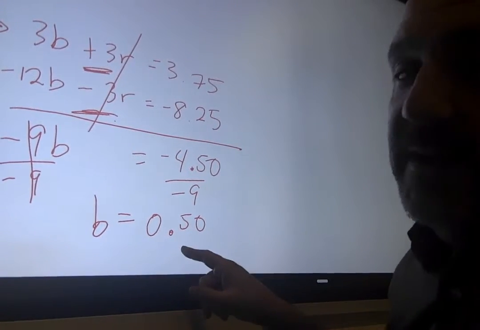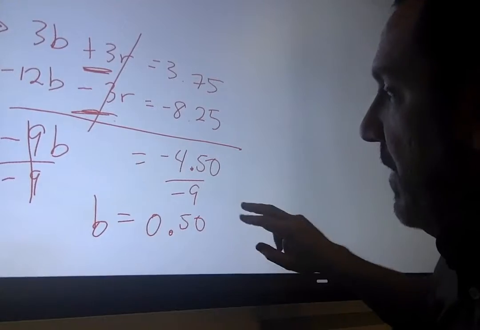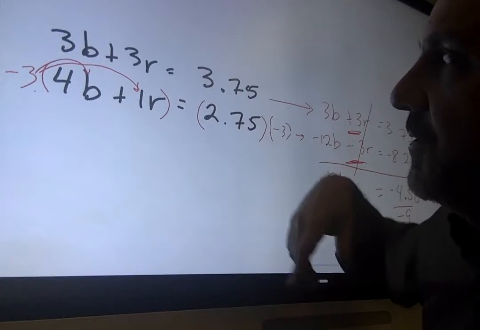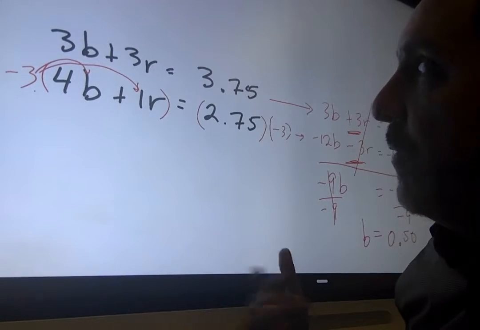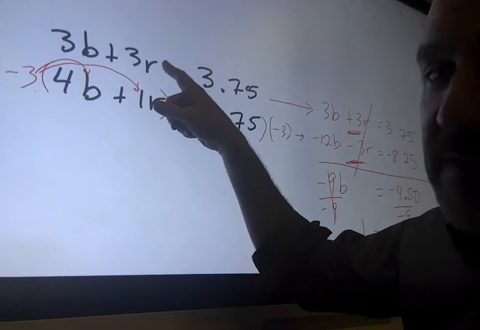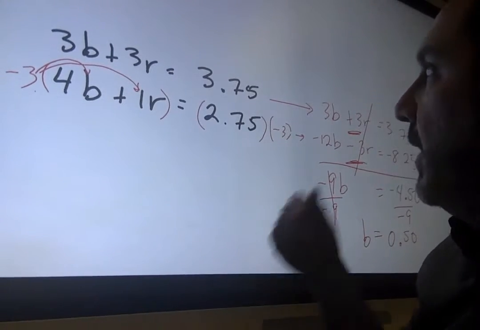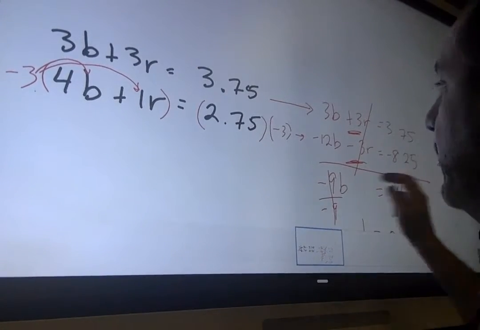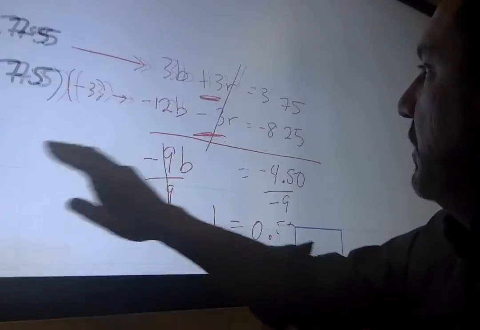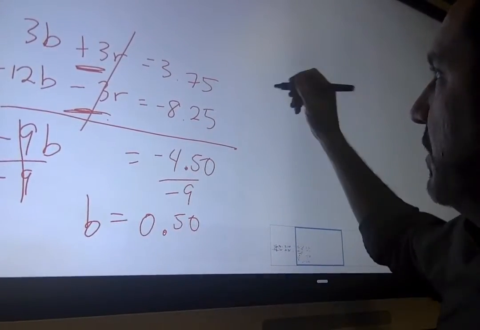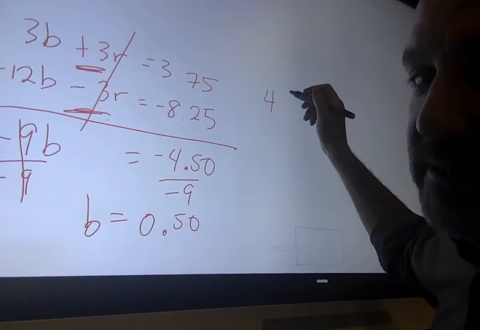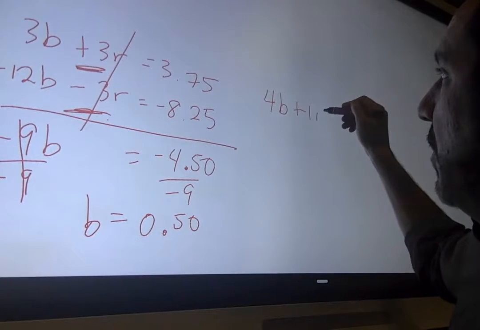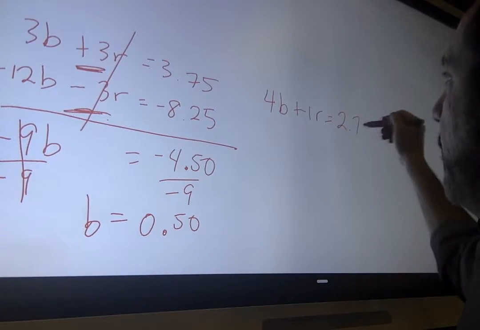So now that I know that a pound of bananas is 50 cents from using this method, I can go back and take that 50 cents and plug it into one of these two equations. I want to plug it in so that there's only one variable left, the R, the cost of a pound of oranges. So I'm going to go ahead and take that 50 cents and plug it into this one. I can plug it in the first one. It doesn't really matter, but I like that second equation because there's only one R to deal with. All right, so I'll write the equation first. We said it was 4B plus 1R equals 275.